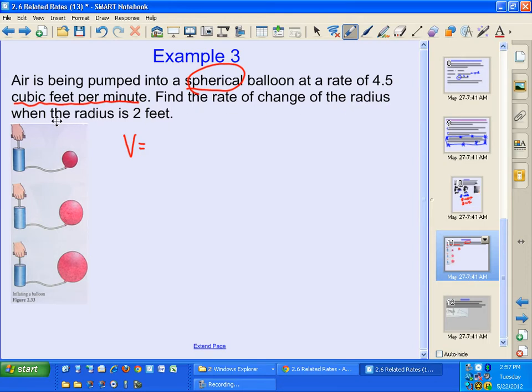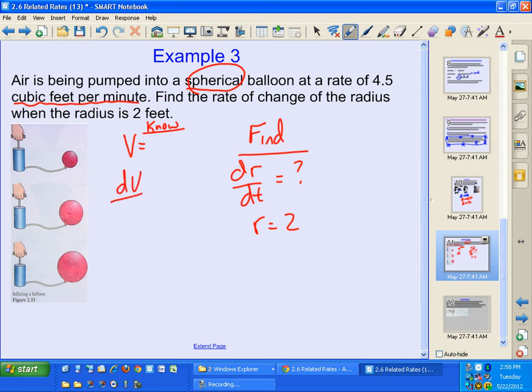So we need to find dr/dt, that's our specific, when the radius is 2. So we need to know the volume equation for a sphere, and we need to know how this is going to change. Well, if you look at this, they told us 4.5 cubic feet per minute. Well, what is that? That is a volume changing. So dV/dt is 4.5 feet cubed per minute. So that's another thing that we know.